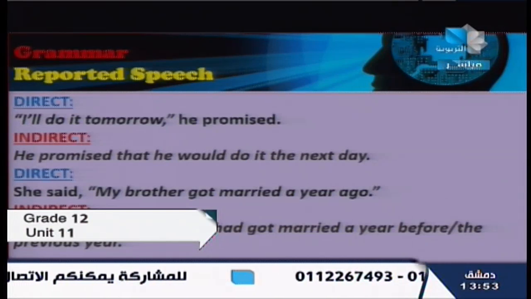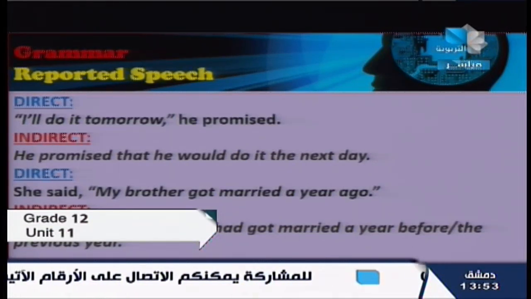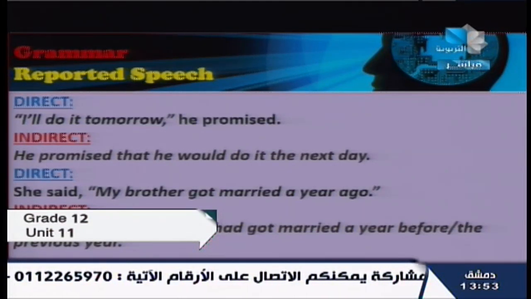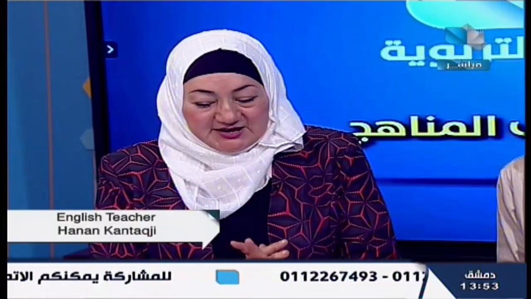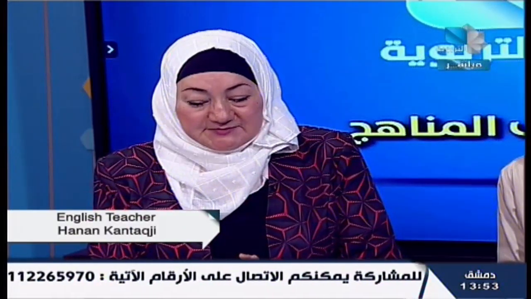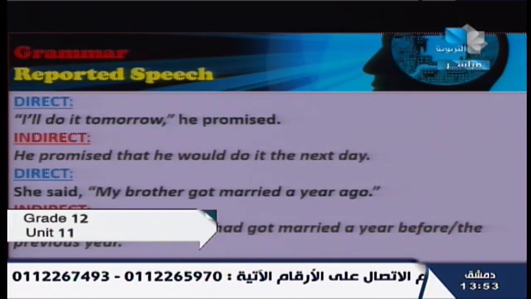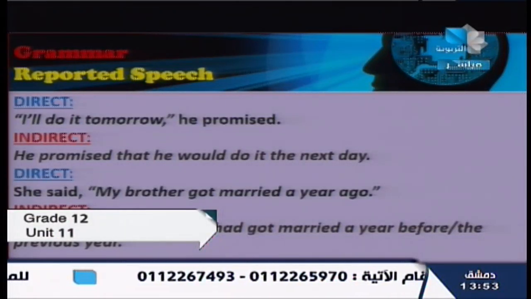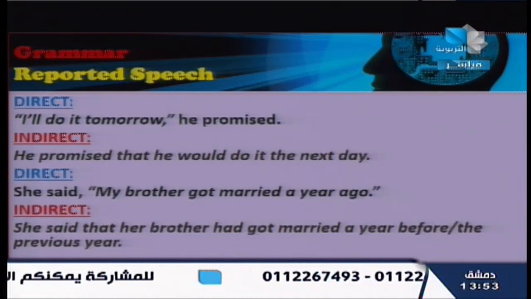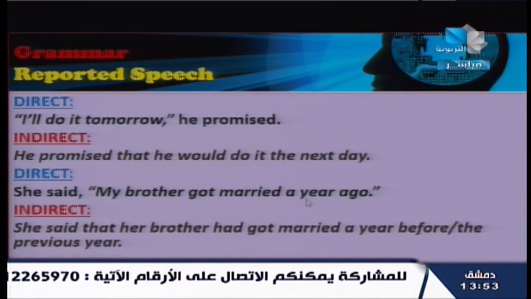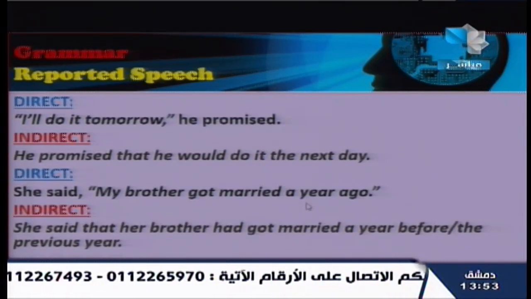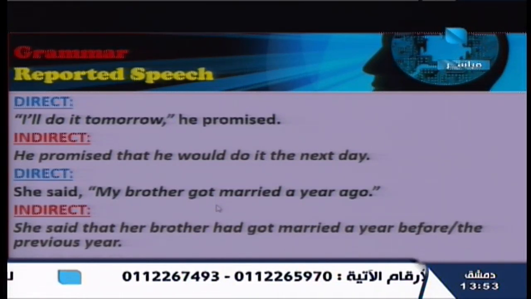Here we have a direct statement: she said, "My brother got married a year ago." When it is reported, we delete the inverted commas and make changes. We say, she said that her brother had got married a year before or the previous year. Also, we have changes: past simple into past perfect, "had got married," and "a year ago" becomes "a year before" or "the previous year." Good. Thank you.